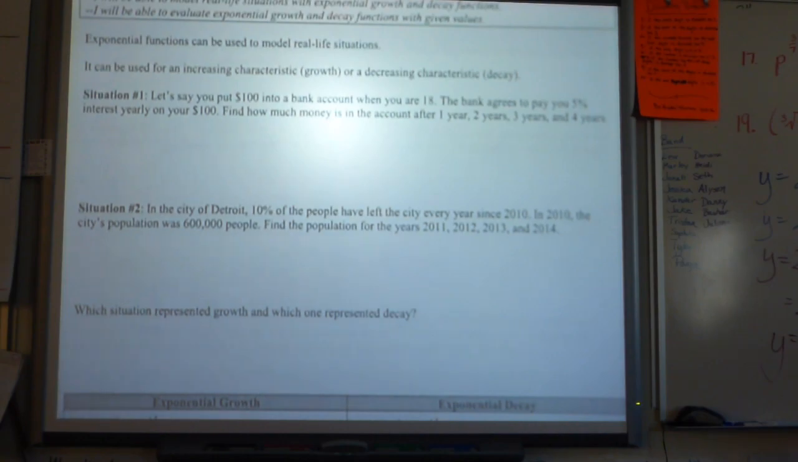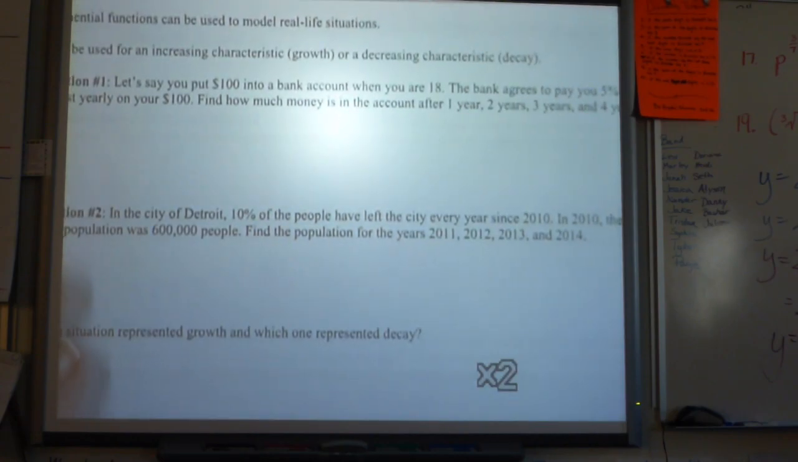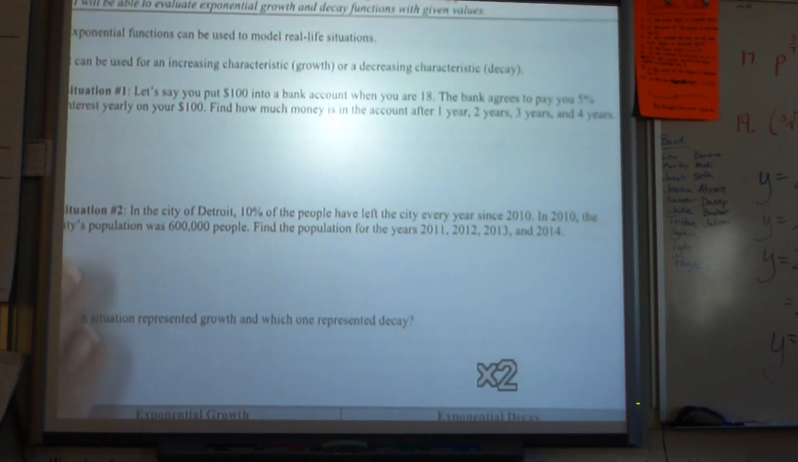If you were to put $100 into a bank account when you were 18, and the bank agrees to give you 5% interest yearly on your $100, find out how much money is in the account after 1 year, 2 years, 3 years, and 4 years.